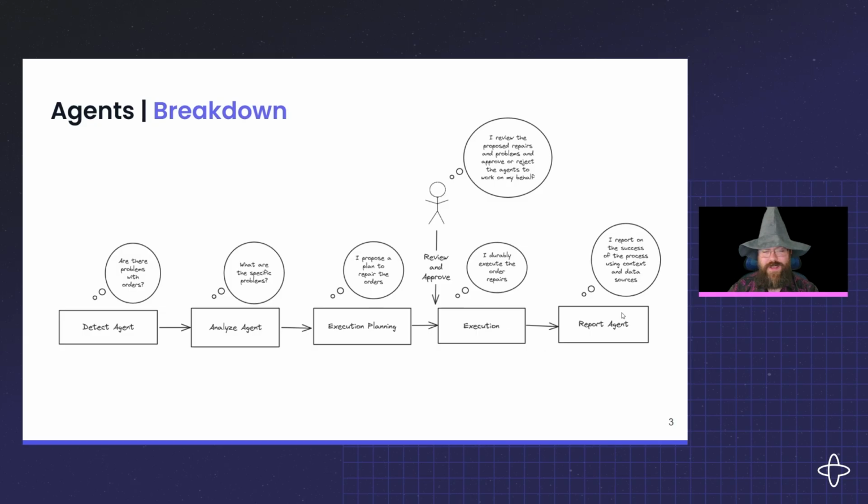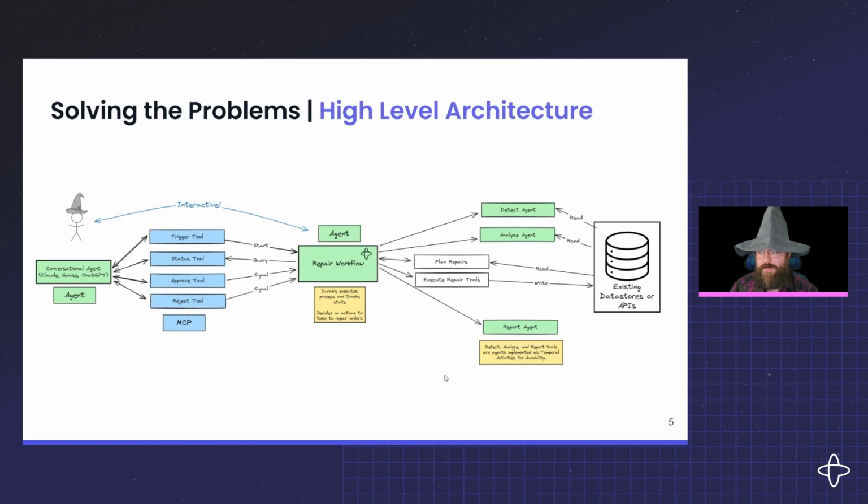I review the proposed repairs and I approve or reject the solutions to the problems that these agents found. And that part is an execution agent. It does the planning and the execution in interacting with me. And I have a wizard hat.